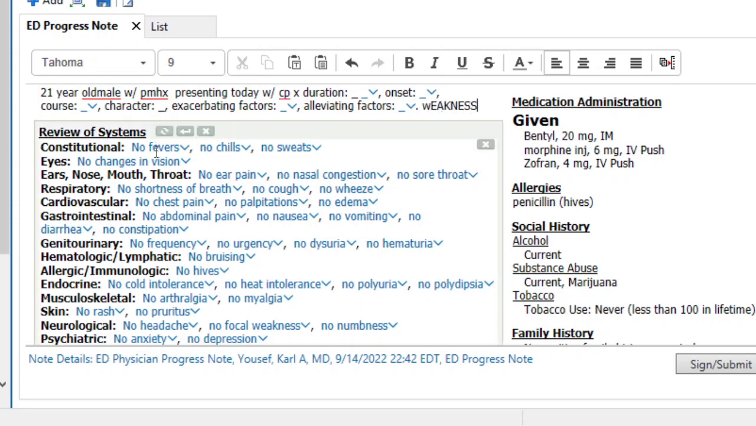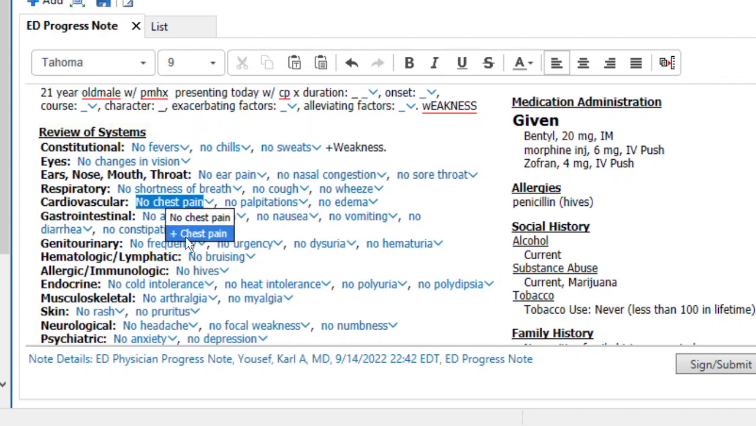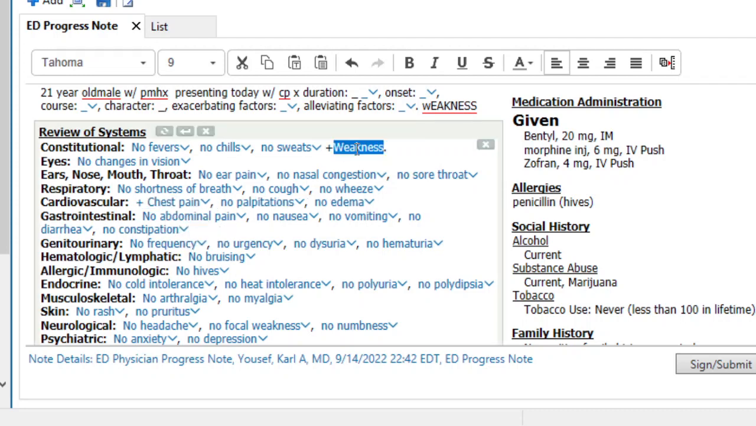So again, here we have no fevers, no chills, no sweats. I would not come in here and put positive weakness. This is a time-consuming process, and again, these are extra keystrokes that you do not have to do. And all I would change here is this to a positive chest pain. I would not include this. Again, we are not trying to relist everything. This is not our place to relist everything.